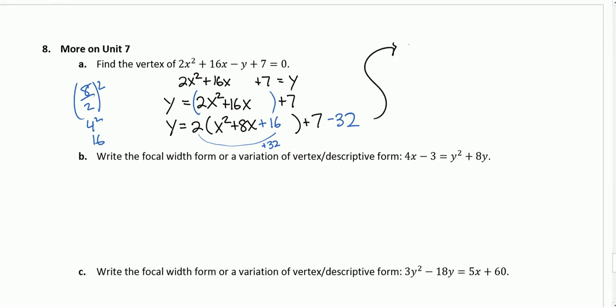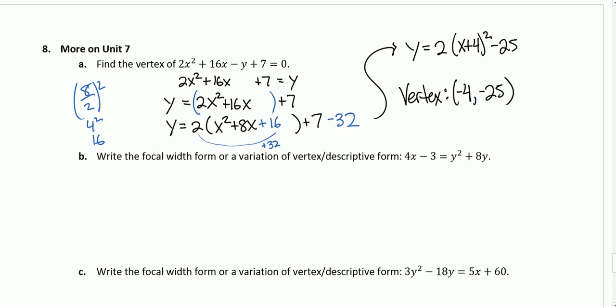Next step, we factor. So y is equal to 2 times, when you factor that, you get x plus 4 times another x plus 4, which is x plus 4 squared, and then 7 minus 32 is negative 25. So now we can see that our vertex is going to be negative 4, taken from, that's our x value, taken from the x plus 4 squared, and then negative 25.